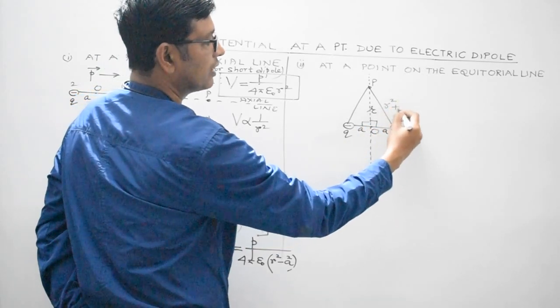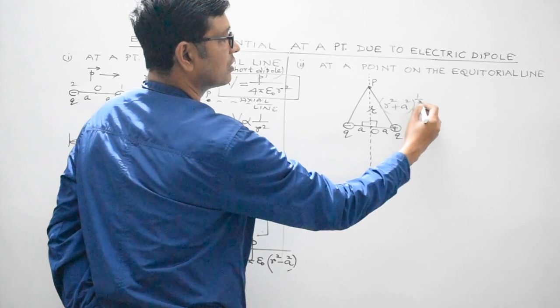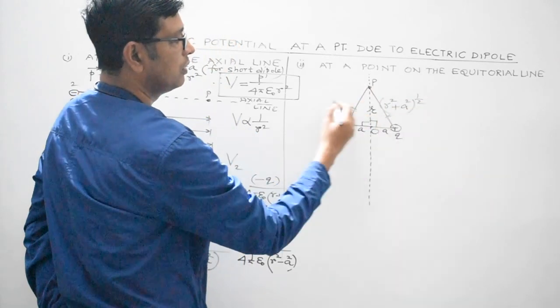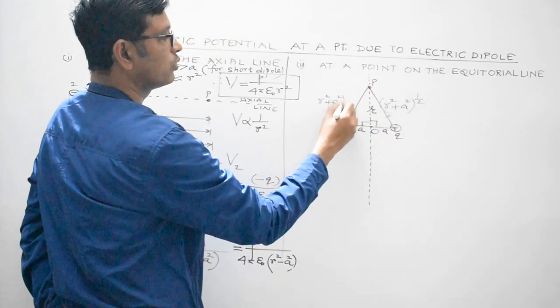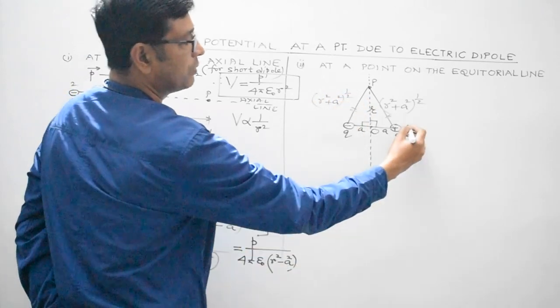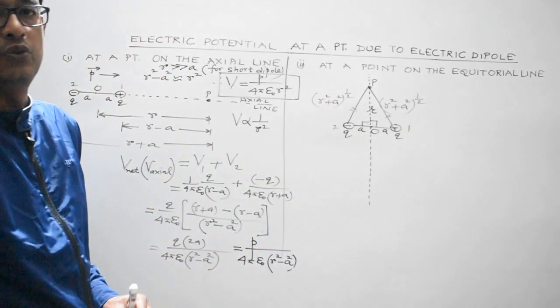So this distance will be the square root of r square plus a square. This distance will also be equal, so it will be (r square plus a square) to the power half. We can call these charges 1 and 2.